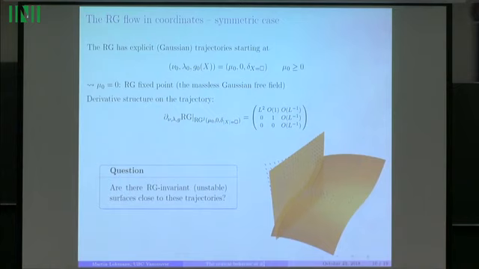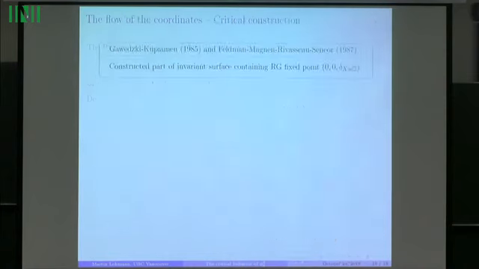Okay. So you would ask yourself if you can construct an invariant surface of that kind for this dynamical system, and that was done in the case of perturbations of the fixed point by Gawedzki-Kupiainen in '85 and by Feldman-Magnen-Rivasseau-Sénéor in '87, independently of that, that construct part of that picture I just showed you. So what exactly do they do?